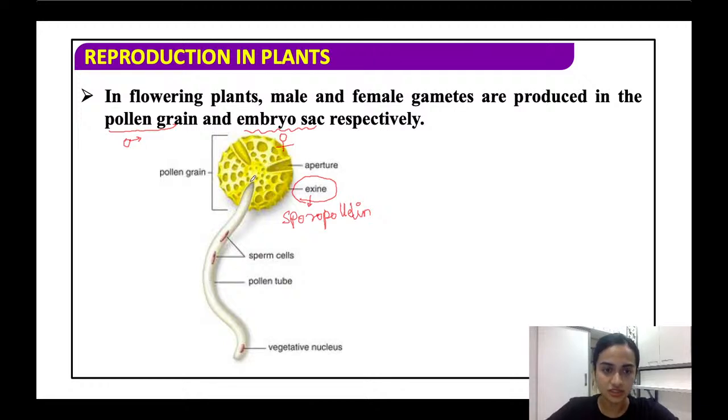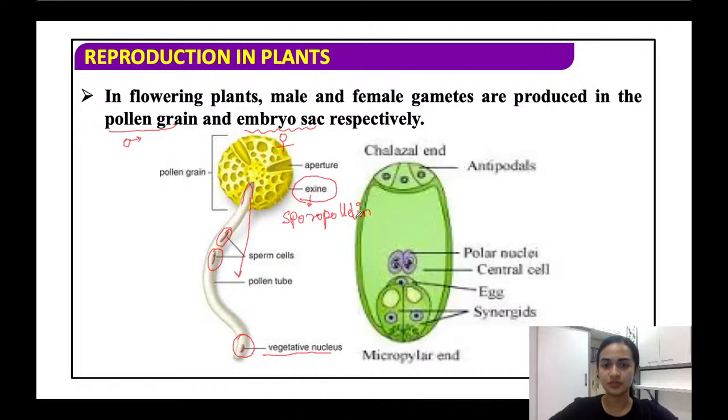Now, what you see, the aperture here, is actually from where the pollen tube will generate. You see an aperture here, and from this a pollen tube has arisen. The pollen tube has two male gametes, here you have one and two, and one sterile or vegetative nucleus. So this is what a pollen grain along with the pollen tube looks like.